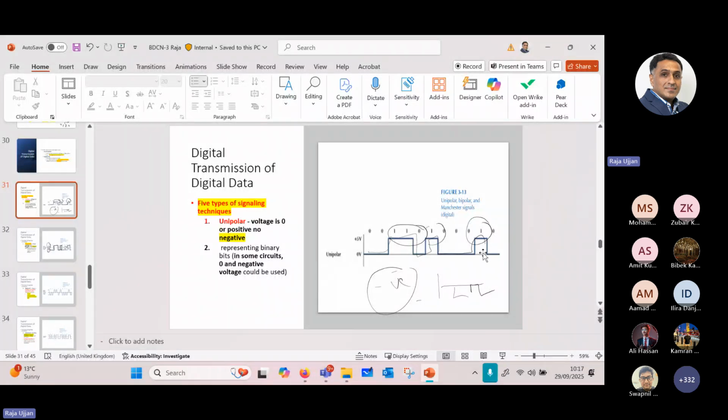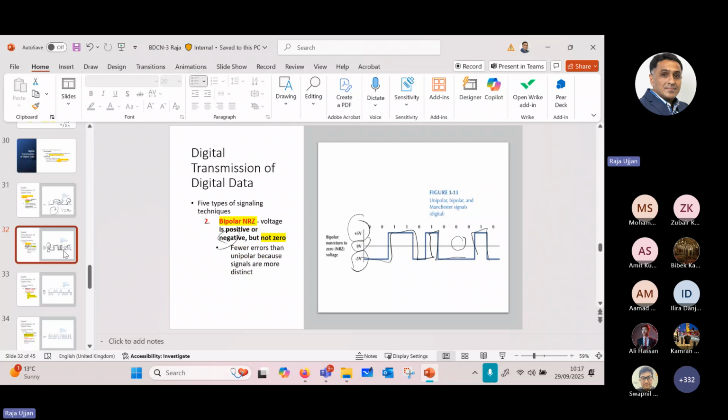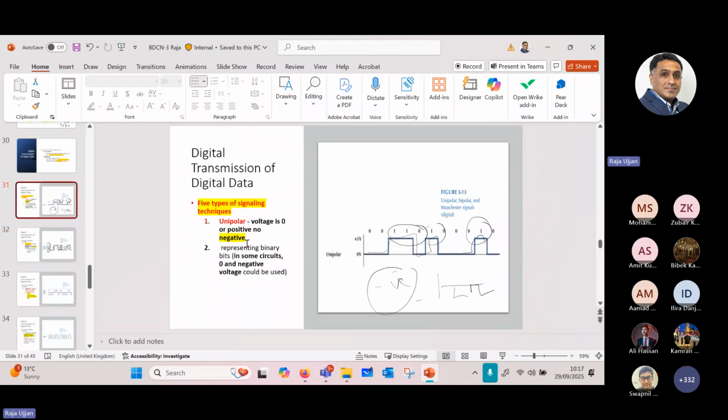Maybe they are using different signals. One is using this, someone is using this, something like this. So there's just this thing, bipolar. You simply need to know unipolar means only one voltage polarity is being used, and there should not be any negative. They can use positive only, or they can use negative only, with no positive. This can be possible as well.